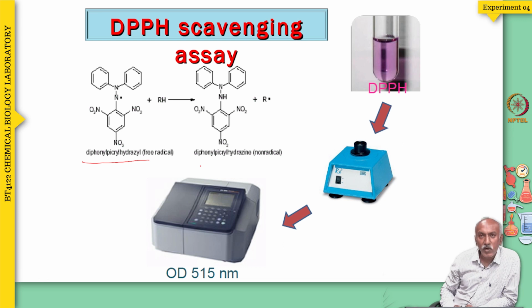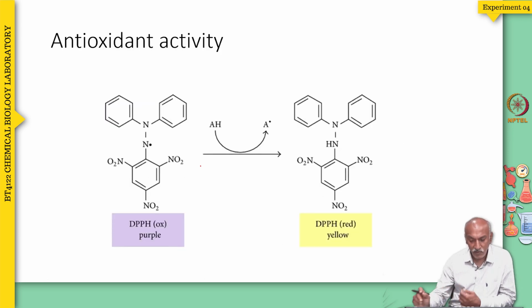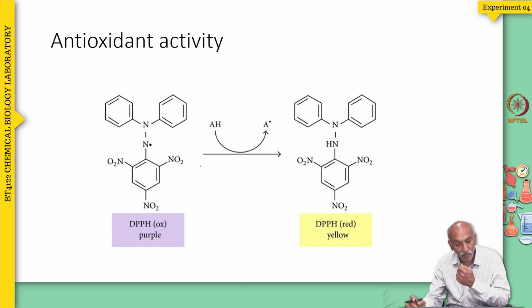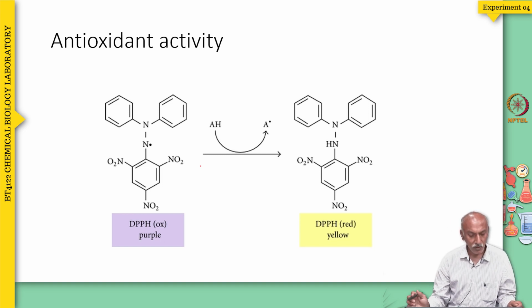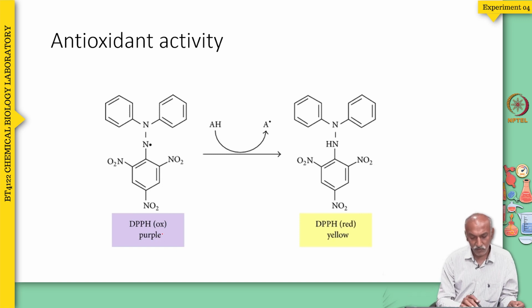What is the procedure for the DPPH assay? It is again the same, to have a pictorial representation in a better way. You see that DPPH, which is the oxidized form, is in purple, and DPPH-H, which is the reduced form, is in yellow color.